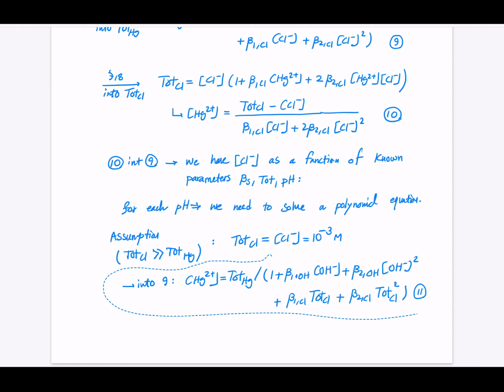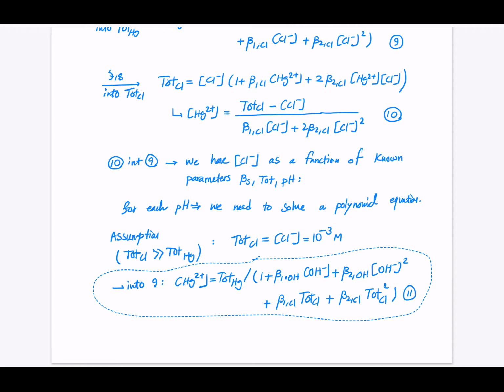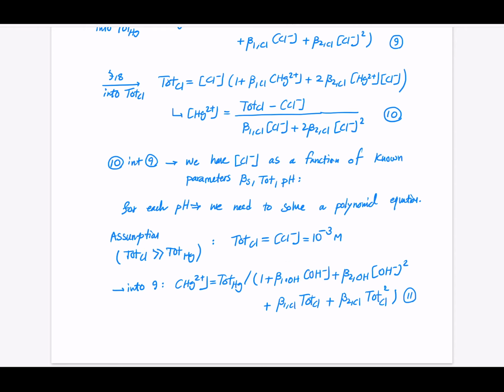And this was a clear example of how a good assumption makes solving the speciation very straightforward and very easy. Again, once you have Hg2 plus, you can calculate all the other species based on relationships 5, 6, 7, and 8, because that is a very simple expression for each individual equilibrium.